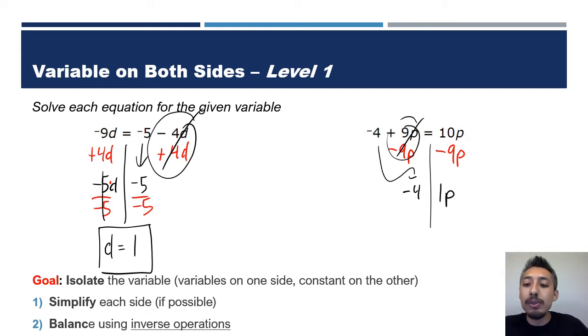You might be tempted to do some division right here, but we technically don't need to. 1p is the same thing as just saying p. P is already by itself since there's only one. It's already by itself. And on the left side, we have a negative 4. So this is our final answer. Negative 4 is equal to p.